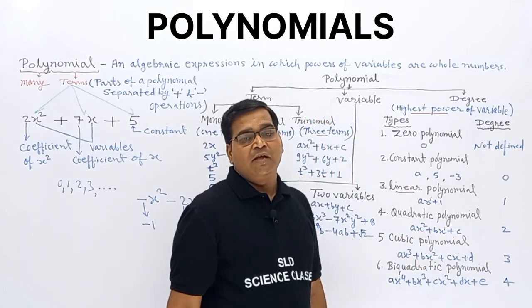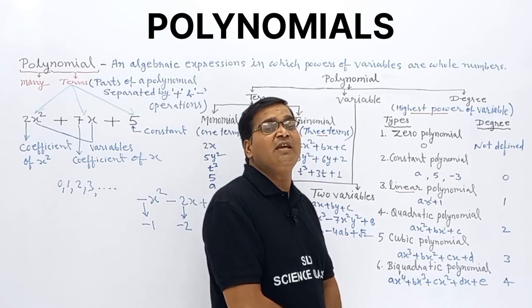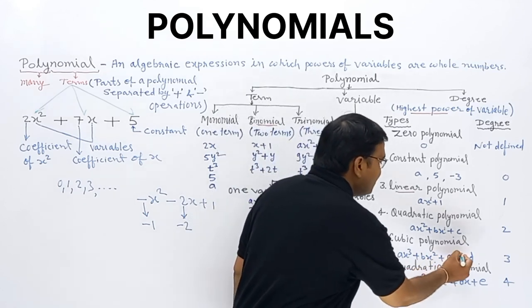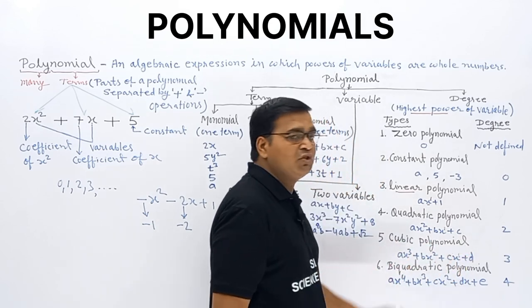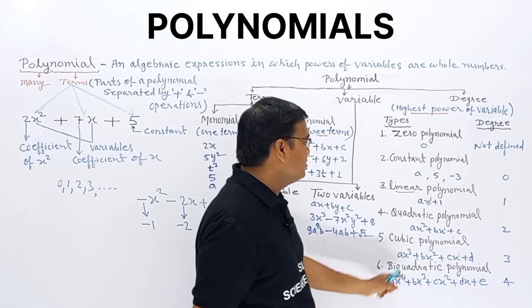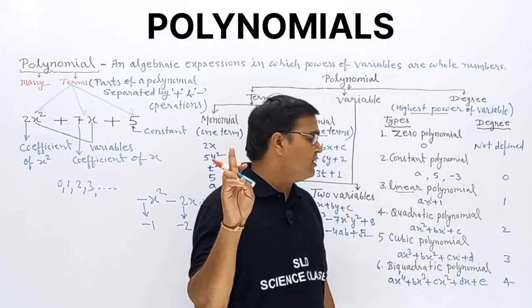Now we want the degree. How will we find it? The maximum power, the highest power of a variable in a one variable polynomial. So this has power 1, this has 2, and this one has 3. So the maximum power is what? 3. So its degree will be 3. Cubic polynomial has degree 3.